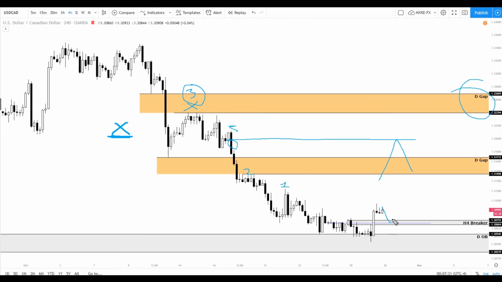Okay, so I'm going long here, stop here. I'm mostly just gonna close here, or I'll see how the day closes. I'll just leave some running on, ultimately. But I do think we could retrace pretty harsh for UCAD. And once again, that's my long, and there's my stop.